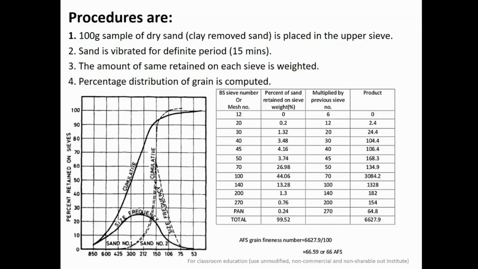Then you multiply this percentage with the previous sieve number. Before sieve number 12, the previous number is 6, and for 20 the previous number is 12, and so on. So you multiply the percentage of retained sand on each sieve with the previous sieve number and find the product. Then you add the products of all the 11 sieves, and then you divide it by 100. So you get the average American Foundry Society grain fineness number.